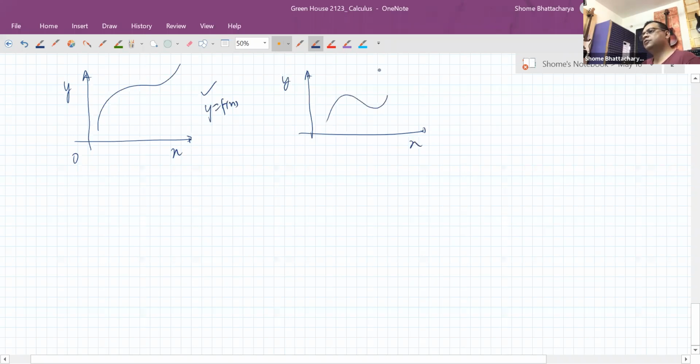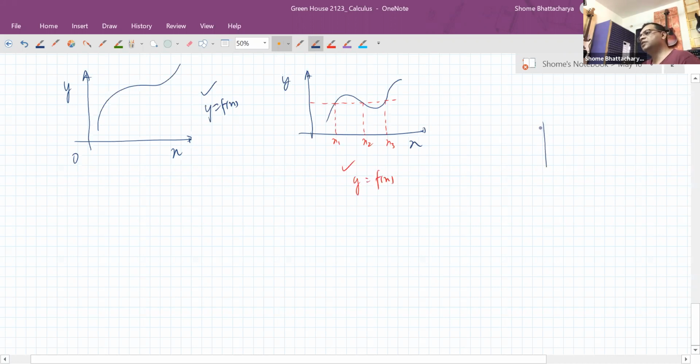This can also be the graph of a function. Values of y are repeating, but that's not a problem because they're repeating at different values of x. So this is also a function. I mean, this graph also represents a function.